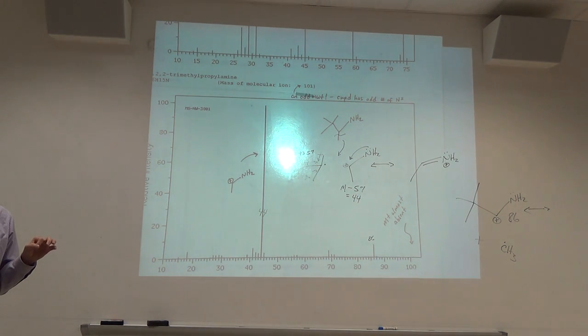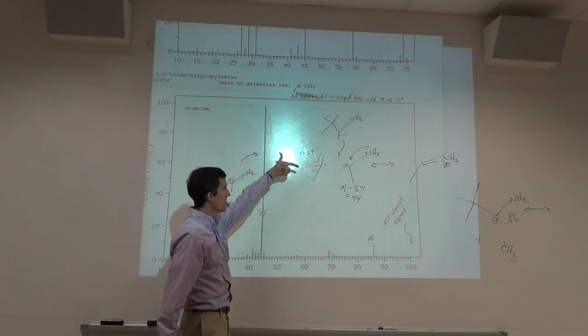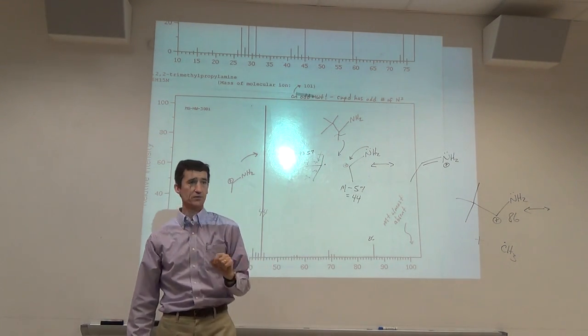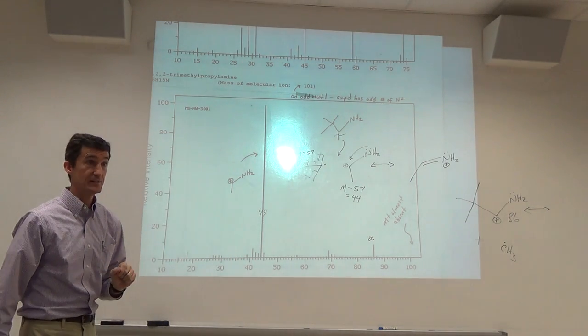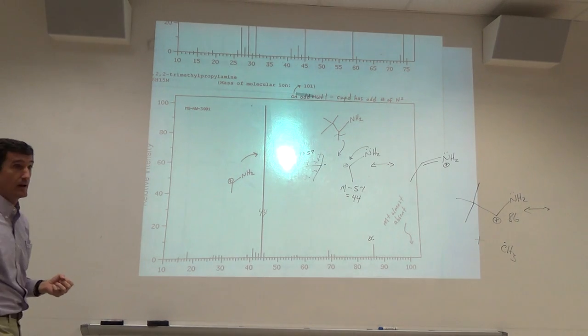Why is a radical electron poor? Does that carbon have an octet? How many electrons does that carbon own? 7. It does not have an octet. It needs one more to have an octet. That's why it's electron poor. It doesn't have an octet.